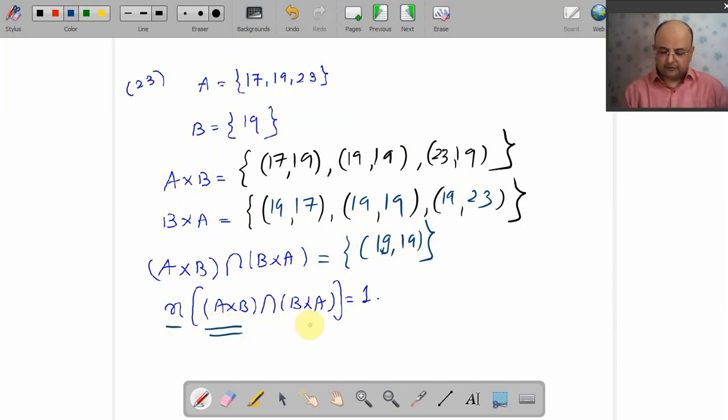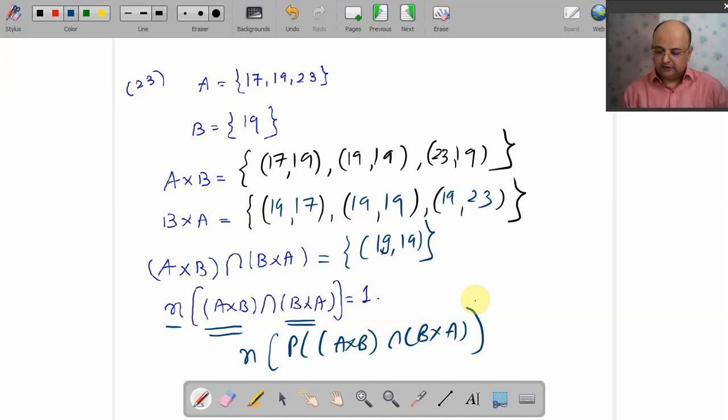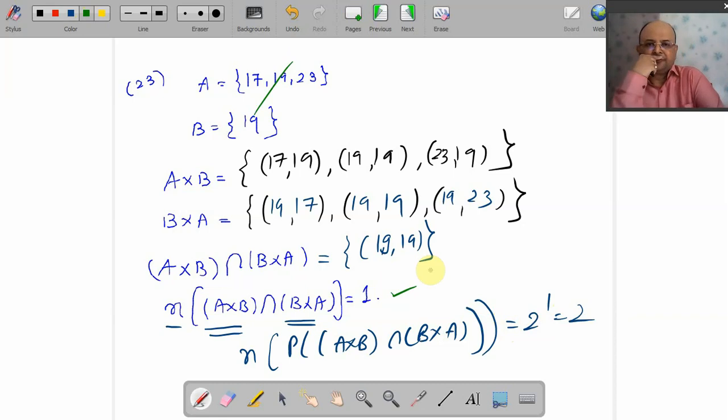So the number of elements in A cross B intersection B cross A is 1, and the number of elements in P of A cross B intersection B cross A is 2 raised to 1, that is 2. Now here is something to think about. One element was common, so here 1. If two elements were common, what would come? Think. Suppose 19 and 23 are in A and 19 and 23 are in B, then how many pairs come? Then 4 pairs come. Have you noticed that? 4 pairs: 19 19, 19 23, 23 19, and so on.